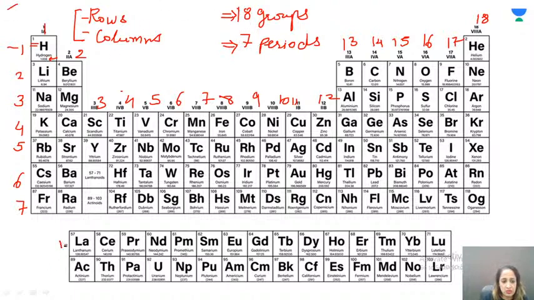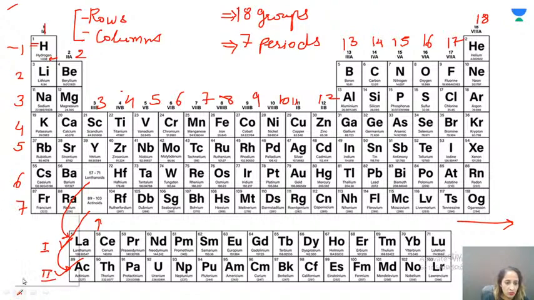And how about these two then? If there are 7 periods and 18 groups, why are we having these 2 rows over here? What are these? Actually, they come from here: lanthanides and actinides. And why have we placed them at the bottom? To keep the symmetry of the periodic table. Because if we include all these over here, our periodic table will expand and we will not be able to see all the elements in one screen.